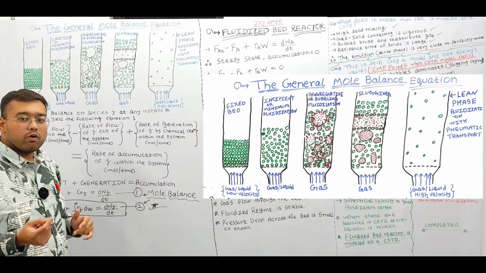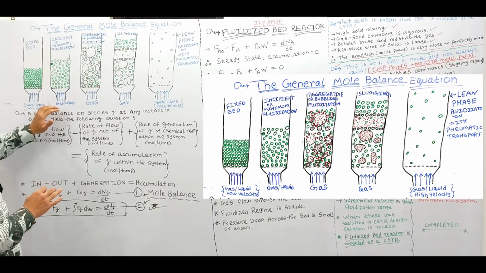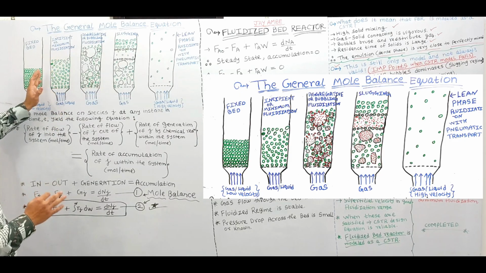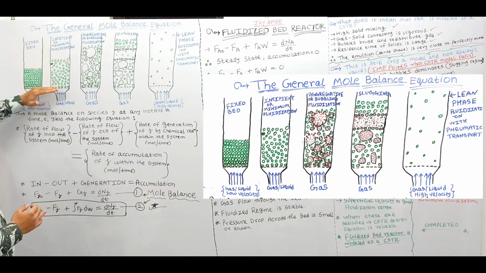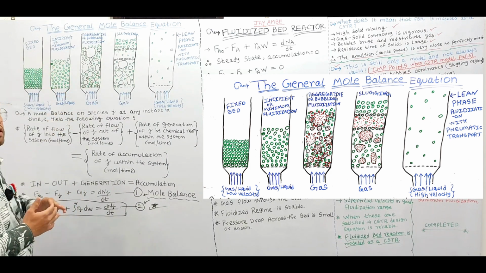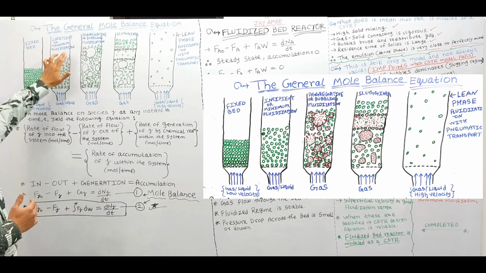So at the minimum fluidization velocity, the drag force of the flowing fluid will equalize the weight of the catalyst bed. Okay, and that velocity is termed the minimum fluidization velocity. So the minimum fluidization velocity is the velocity of the flowing fluid at which the drag force of the flowing fluid will equalize the weight of the catalyst, right? At that velocity, the catalyst bed will just get expanded, the catalyst bed will just get suspended. It's called the minimum fluidization velocity.